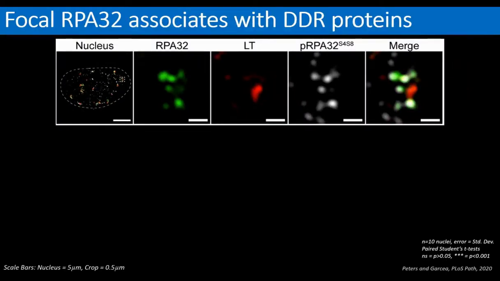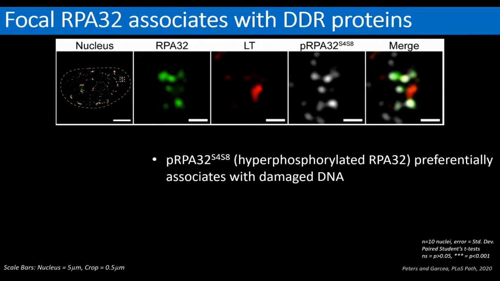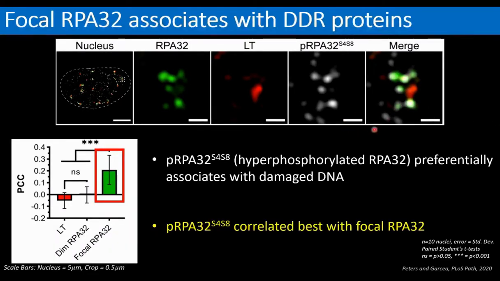After identifying these distinct VRC subdomains, I analyzed the localization of other VRC components relative to RPA32 and large T antigen. There are many known VRC components, but I focused on DDR proteins for this study. The first protein is phospho-RPA32 S4S8, which preferentially associates with damaged DNA rather than replication forks. PCC analysis indicated that phospho-RPA32 correlated best with focal RPA32, which was consistent with what we observed in these images.